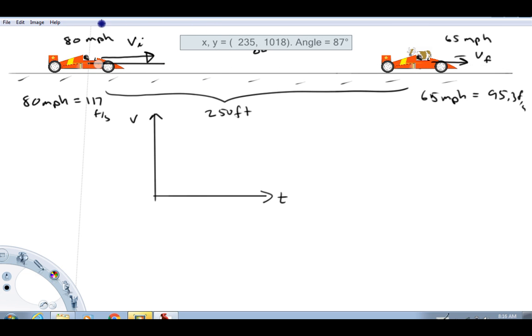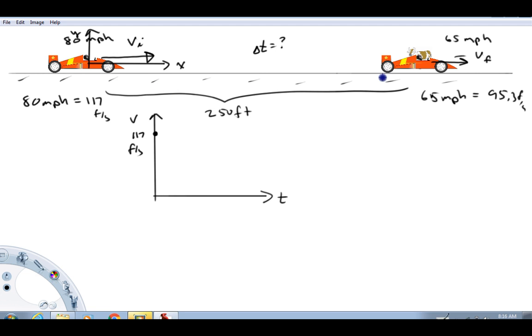X, Y. Again, it's important to realize this coordinate system isn't going anywhere. It's fixed there. The car moves to the right, and its x coordinate will be getting larger and larger. So this is just a coordinate system, x, y. Now, at t equals 0, this car is going 117 feet per second. I don't have a scale yet. I'm free to choose whatever scale I want. I'm just going to put that 117 up here, 117 feet per second.